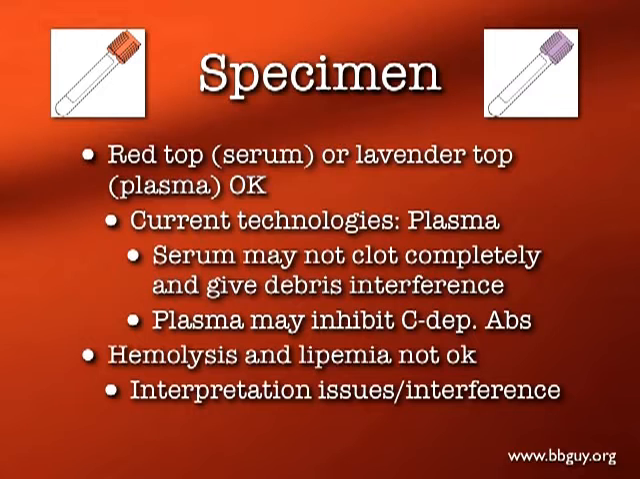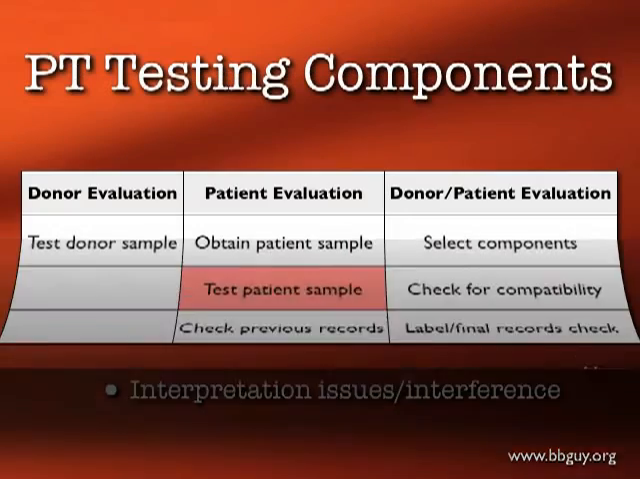The specimen itself can be either a red top or a lavender top. Honestly, either one works. However, gel and solid phase actually prefer plasma, and that's because in a serum sample or a red top sample, the plasma may not clot completely, so you may not get a situation where that serum has gone all the way through, and you can have debris interference. On the other hand, though, when you use plasma samples, you have to remember that anticoagulation, because of the EDTA, actually inhibits some complement-dependent antibodies, and you can miss some of those, though that doesn't happen all that often. It's a possibility. Also, if the specimen is hemolyzed or lipemic, they're not good, and we try to avoid using them as much as possible.